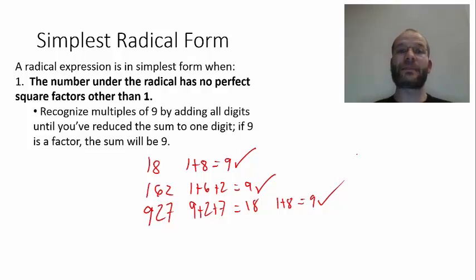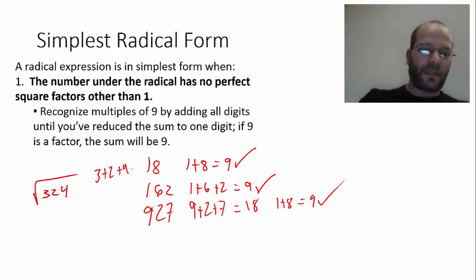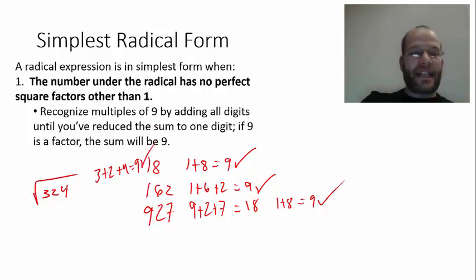Certainly once you realize it's a multiple of 9, 9 is a perfect square, you need to pull the 9 out of there and get rid of it. So if we had something that was, for instance, the square root of 324. First question, is it a multiple of 9? Well, 3 plus 2 plus 4 equals 9. So it is a multiple of 9. So we need to factor that 9 out of there. And to do that, we would reach for a calculator.